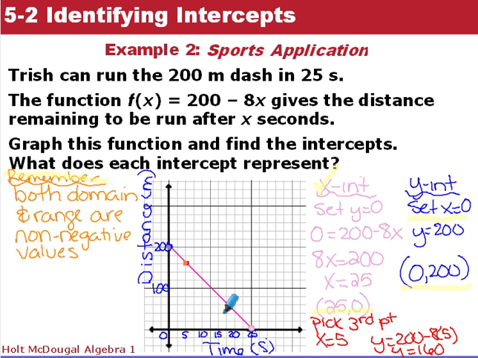And the intercepts represent, the y-intercept represents the time Trish has to run at the start of the race. So she hasn't run any, she's got to go 200 meters. And the x-intercept, I'm sorry, represents how long it takes Trish to finish the race, with the distance remaining when she gets down to the bottom, the x-intercept.